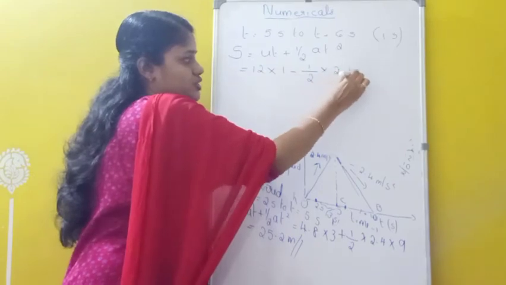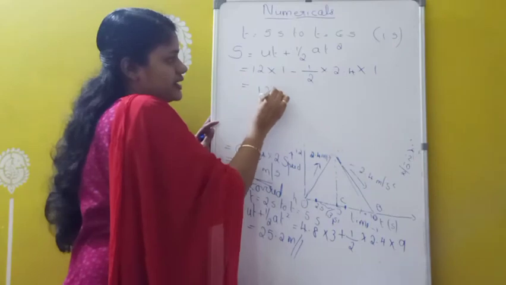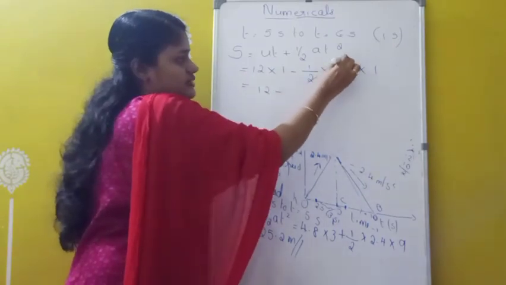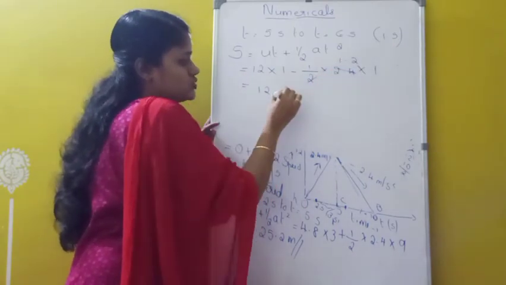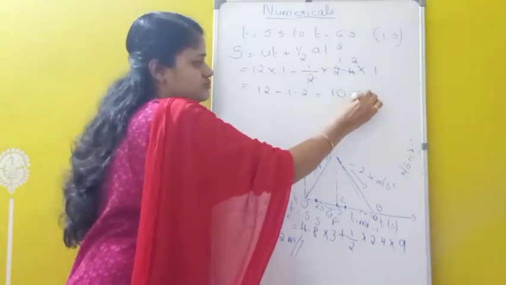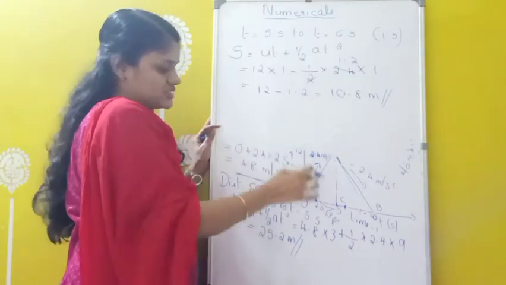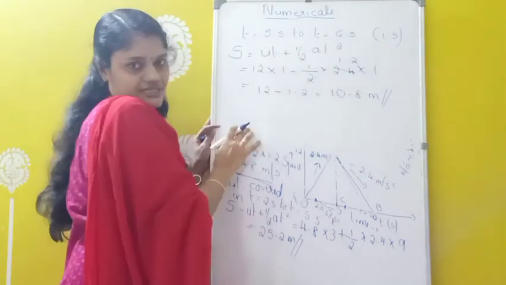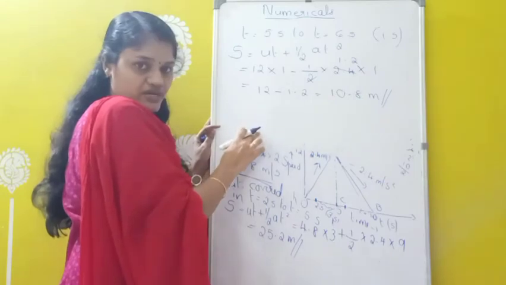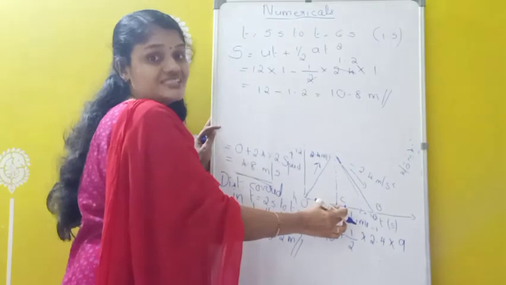Minus 2.4 into t square, that is 1 square, which is 1. That is 12 minus, so cancelling with the 2, we get 1.2. So 12 minus 1.2 is 10.8 meter. This is the distance covered in the time interval t equals 5 seconds to t equals 6 seconds. Now what do we have to find? We have to find the total distance covered from t equals 2 seconds to t equals 6 seconds.